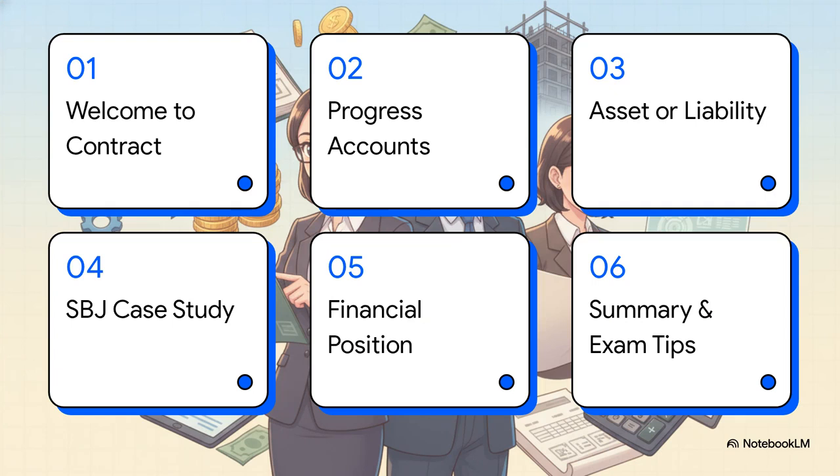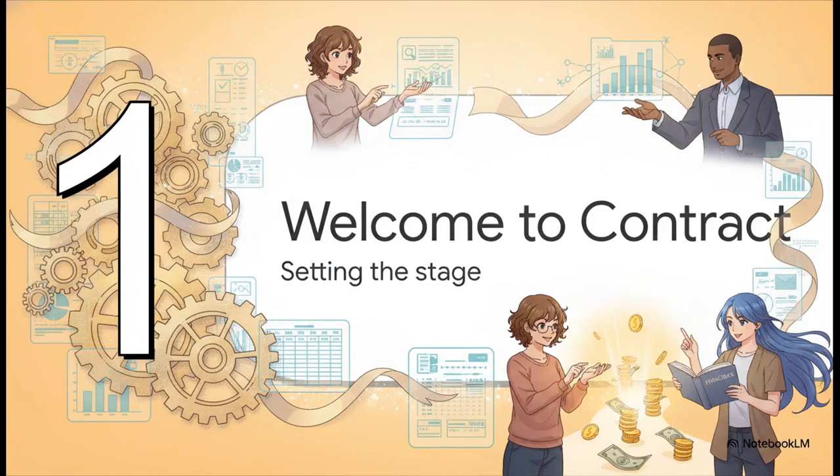All right, here's our study plan for today. We've got 1. Welcome to contract costing. 2. Progress in contractee accounts. 3. Contract asset or liability. 4. Case study, SBJ Bierhad. 5. Statement of financial position. And we'll wrap it up with 6. Summary and exam tips. Let's dive right into Section 1.